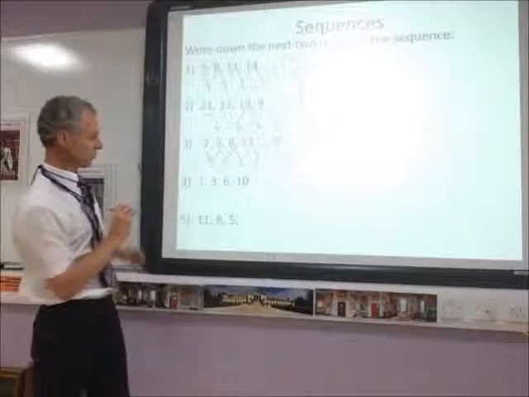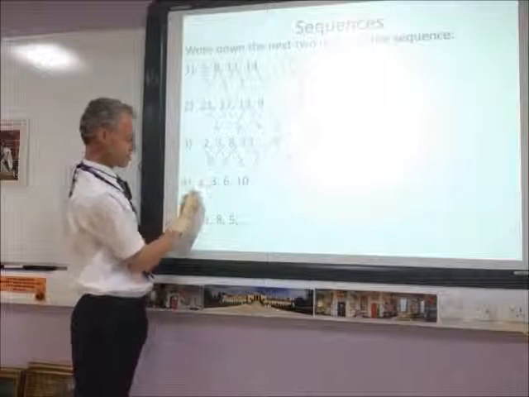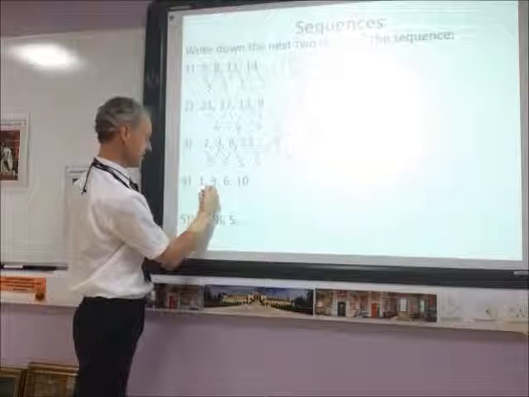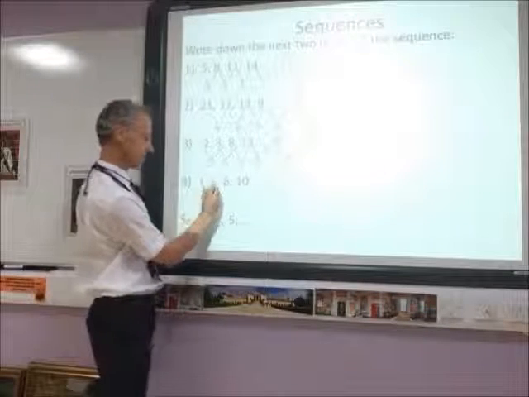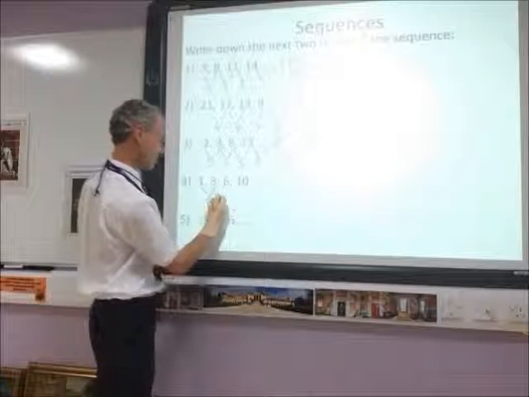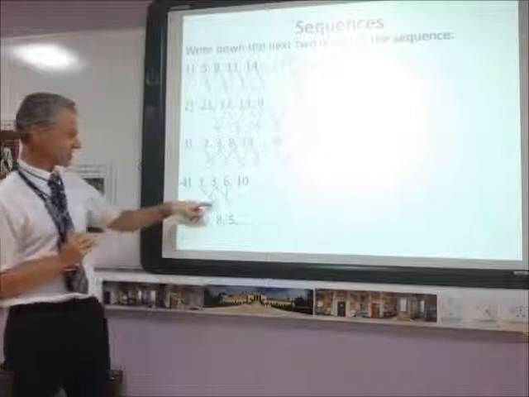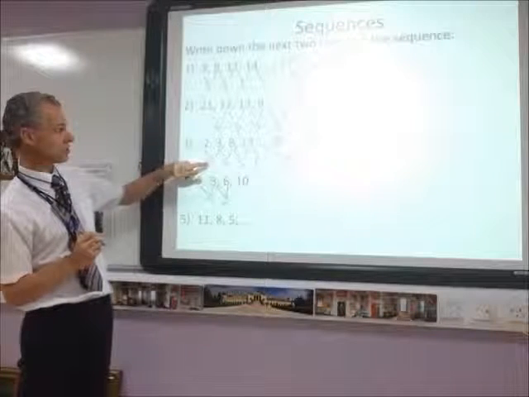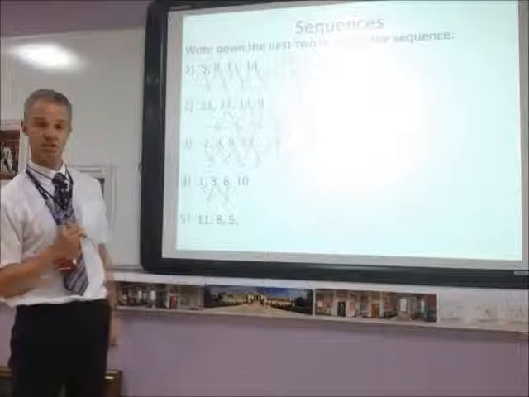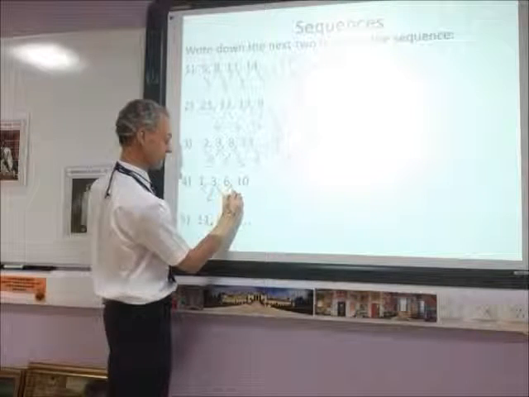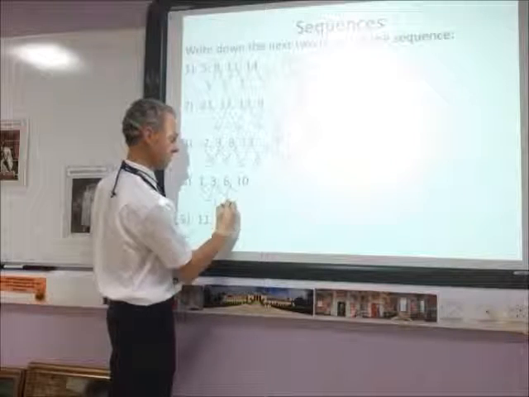On to question 4. So this time, let's look at the first two. From 1 to 3, I've gone up 2. Let's look at the next two. From 3 to 6, I've gone up 3. Okay, now this is a bit different. Before, the differences were the same each time. Here, the first difference was 2. Second difference was 3. Well, let's see what the next one's going to be. From 6 to 10, I've gone up 4.